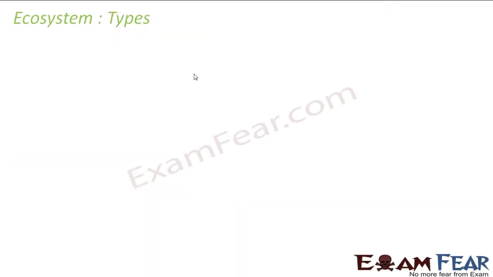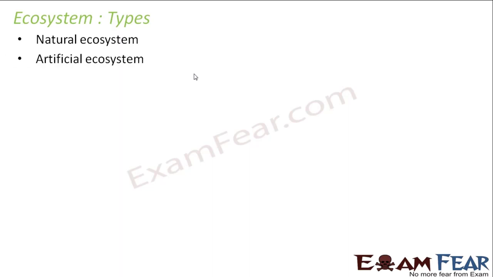So let us look at the types of ecosystems. Now, broadly, ecosystem is divided into two types. One is natural ecosystem and the other one is artificial ecosystem. Now, I'm sure just by looking at the names, you would have guessed what they are.